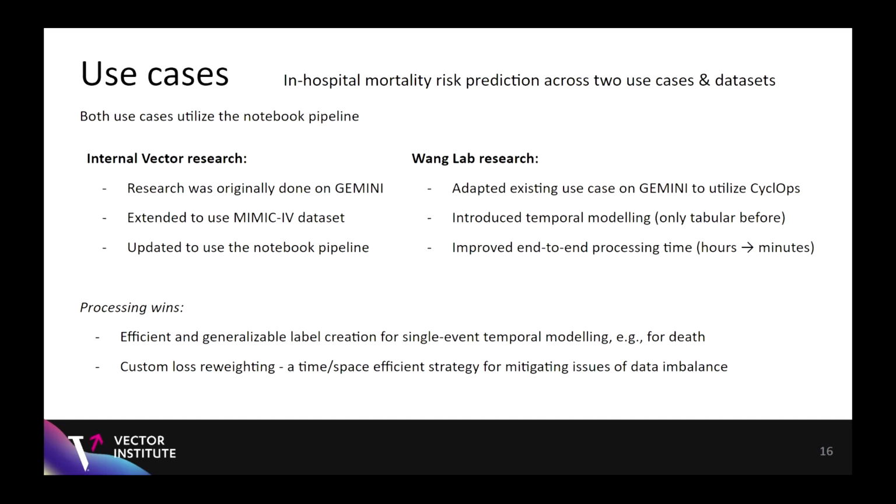Then there are a few processing wins I wanted to mention. I came up with a nice generalizable label creation for single event temporal modeling, like death, for example, and got that working well. I also did some custom loss reweighting. It's a very time and space efficient strategy for mitigating data imbalance, because we were looking at outcome rates of 5% or less, as low as 1%. The loss reweighting represented some serious gains in terms of performance.